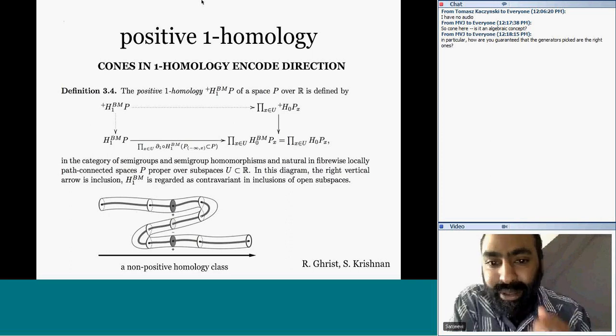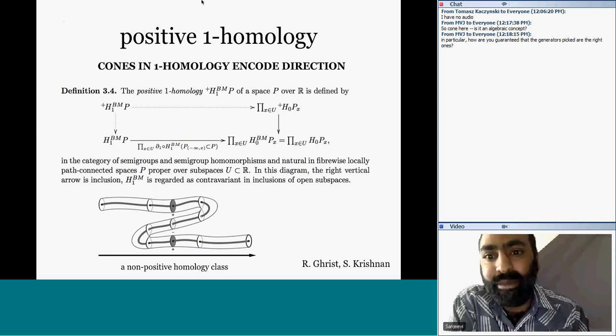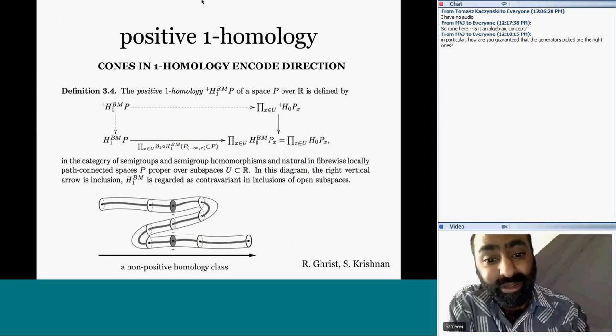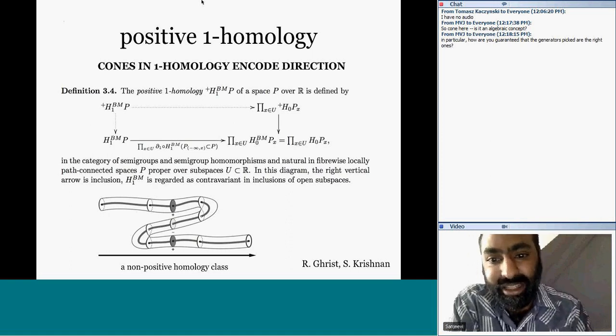And you can define this in terms of natural maps between homology groups. So in terms of boundary homomorphisms, you can define what you mean by intersecting positively or negatively.